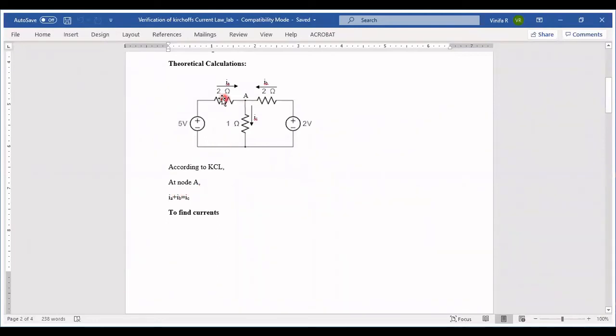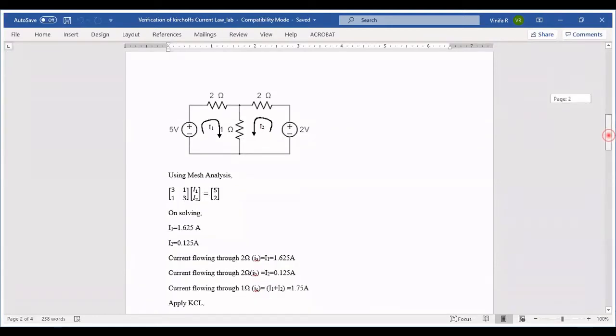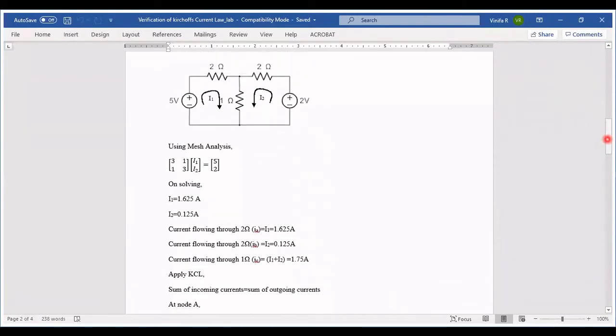So according to KCL at node A, IA plus IB is equal to IC. To find the currents, I'm using mesh analysis. Whatever methods you know, you can use; the answer will be the same. So using mesh analysis, I'm taking two loop currents. Mesh analysis is based on the equation R into I is equal to V. So first, the sum of resistors present in the first loop: 2 plus 1, that is 3. This one is a common resistor between the first loop and the second loop, that is 1 ohm.